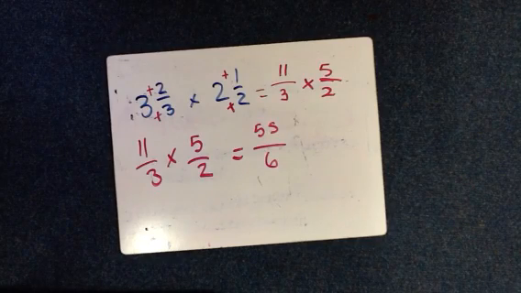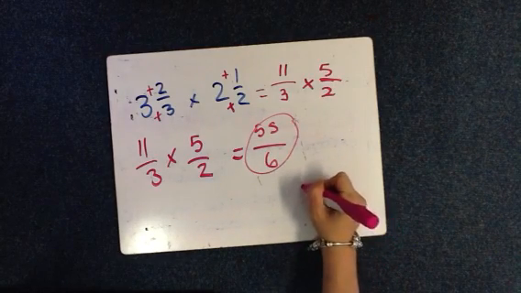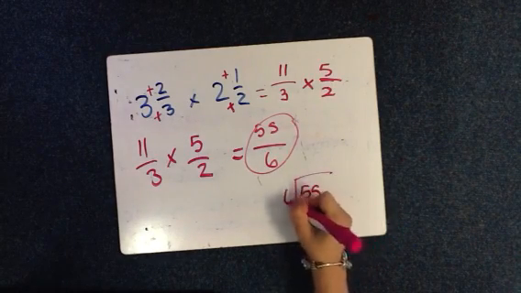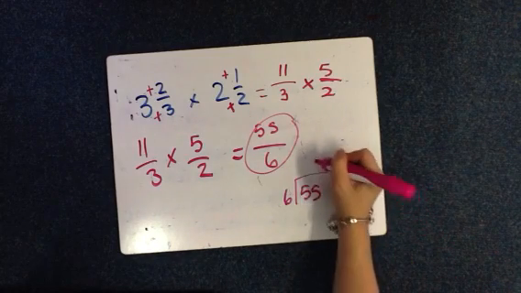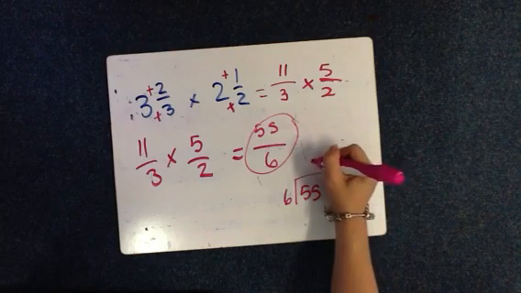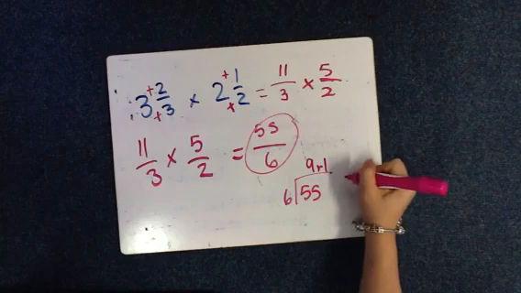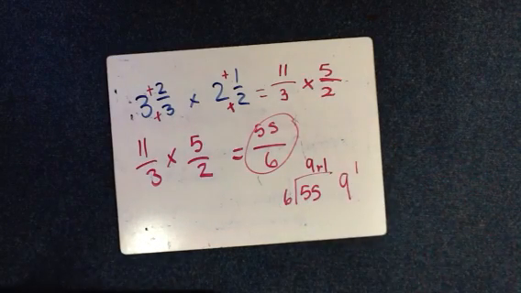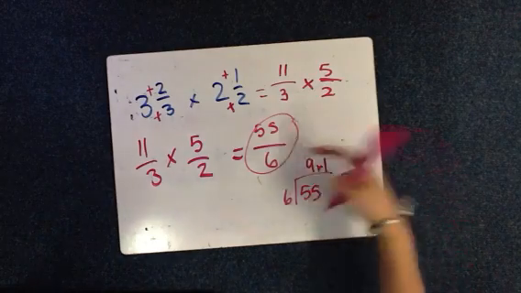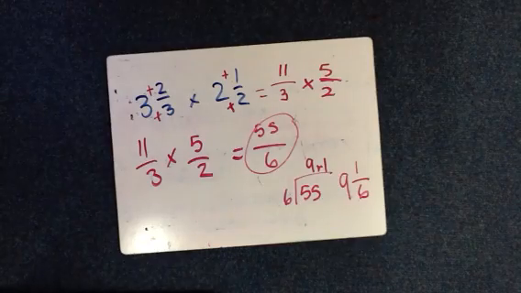So now what we need to do is convert this improper fraction into a mixed numeral, and we do that by dividing the numerator by the denominator. So 55 divided by 6. 6 into 55, if I do my 6 times tables, 6 times 9 is 54. So 6 goes into 55 9 times, remainder 1. 9 becomes our whole number. The remainder of 1 becomes our new numerator, and our denominator of 6 stays the same. And that's how you do it.